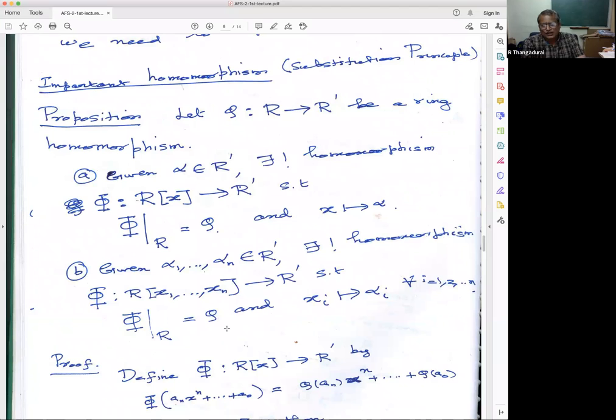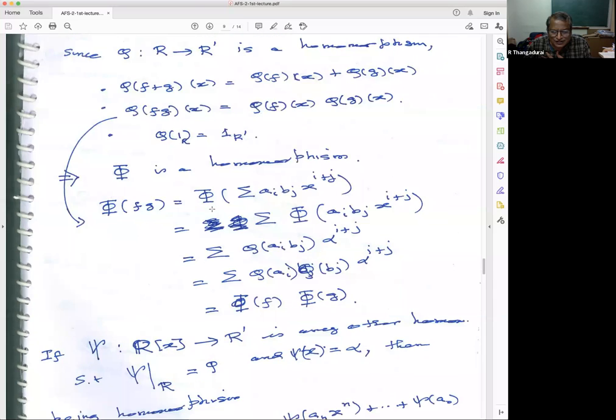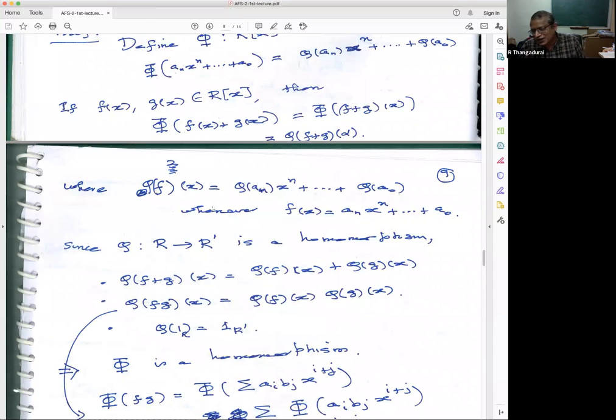The same thing one has to do for several variables. I have not written the proof here, so the same way we have to imitate, and we can prove the several variable statement also. Here, why do we call it the substitution principle? Because this homomorphism, instead of the variable x, is just plugging in the given value alpha. That is the reason. I have not done the several variable proof in these notes. You are going to try, and we will check it in the next tutorial class, not today.